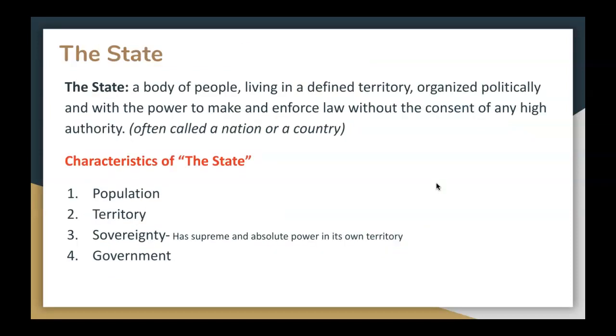Government also has a state. Now, before you get confused by the terminology, a state, in government terms, is just a body of people living in a defined territory, organized politically, and with the power to make and enforce laws without the consent of any higher authority. We often call this a nation or a country. Here are some basic characteristics of a state: population, territory, sovereignty, which means having supreme and absolute power in its own territory, and a government.